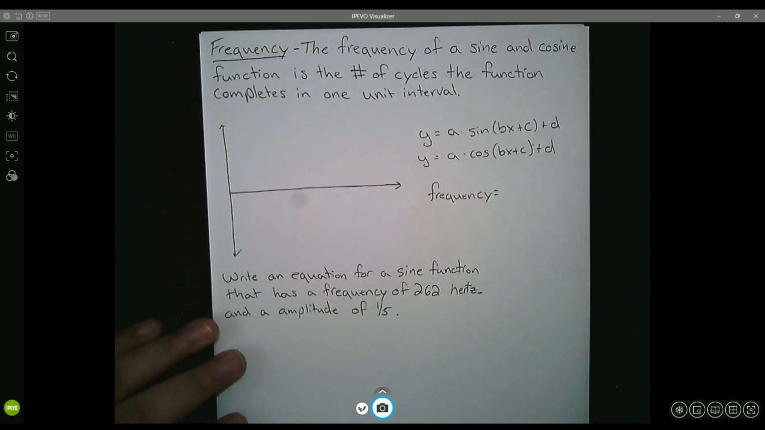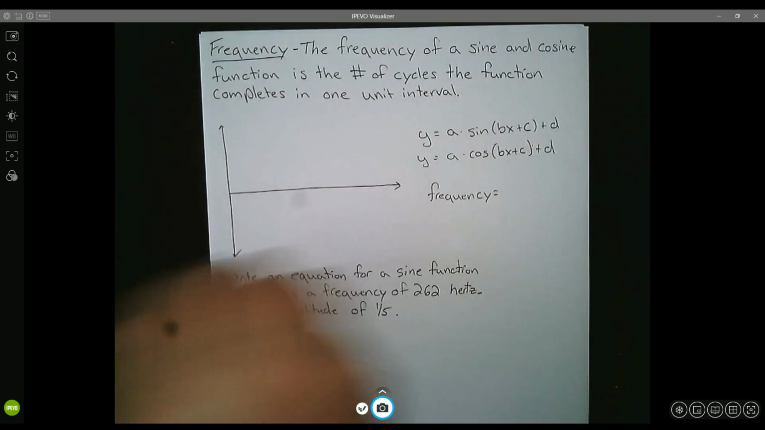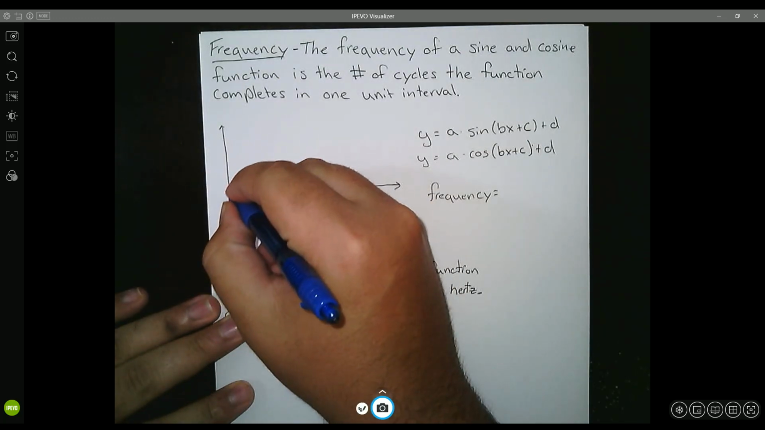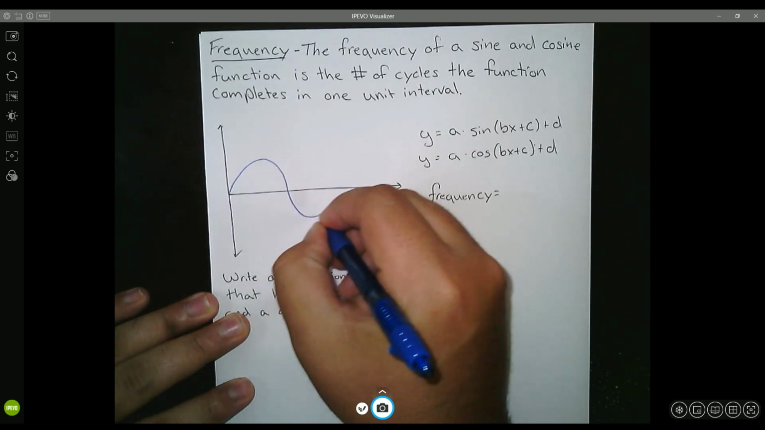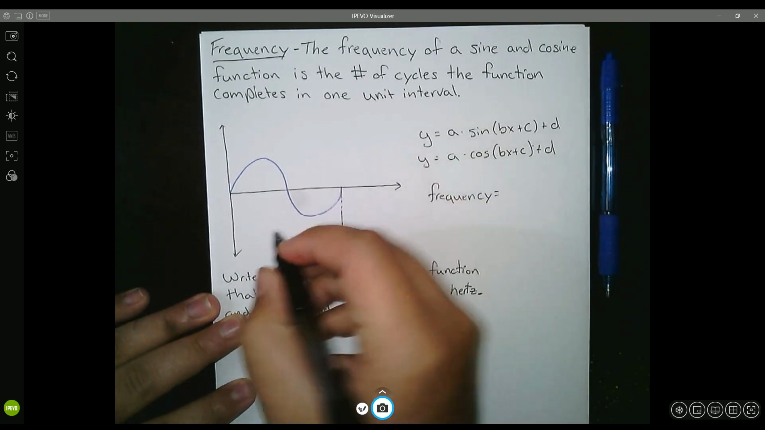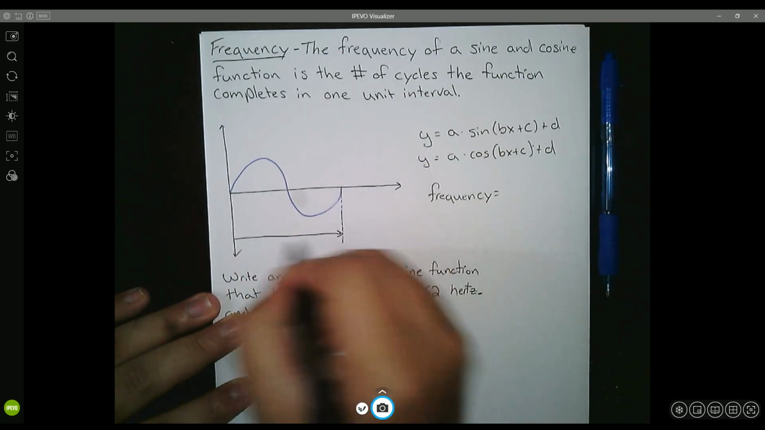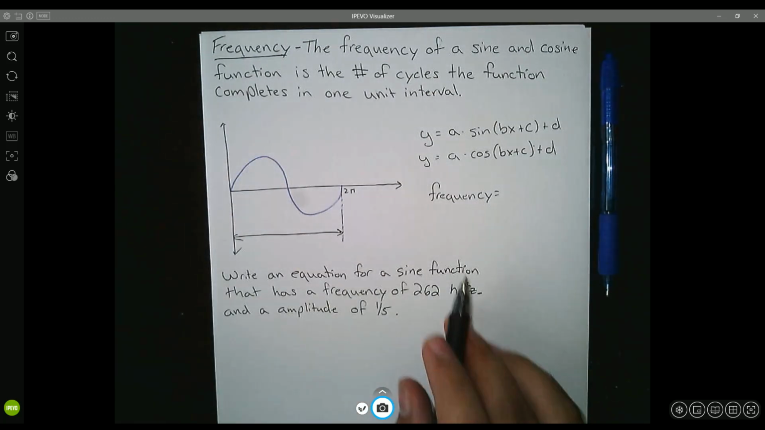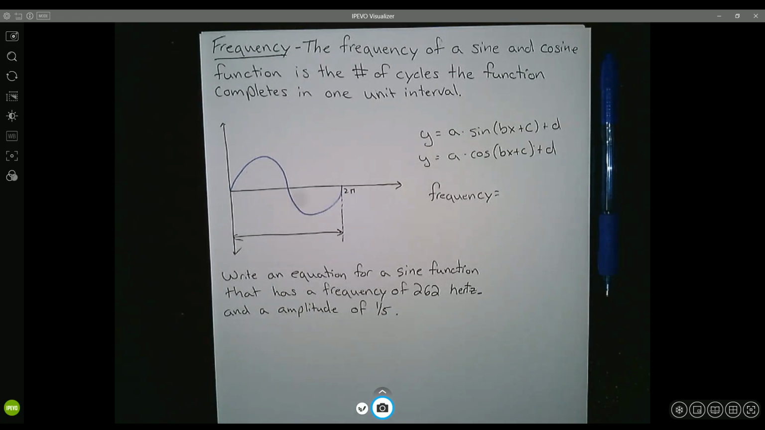So, for a general function, for a sine function, it would look something like this. Okay, so our frequency is going to be right here. At 2 pi, it's going to have completed one cycle, and typically it's going to be measured in hertz. Whenever you hear that term hertz, that's typically going to be used for a frequency.